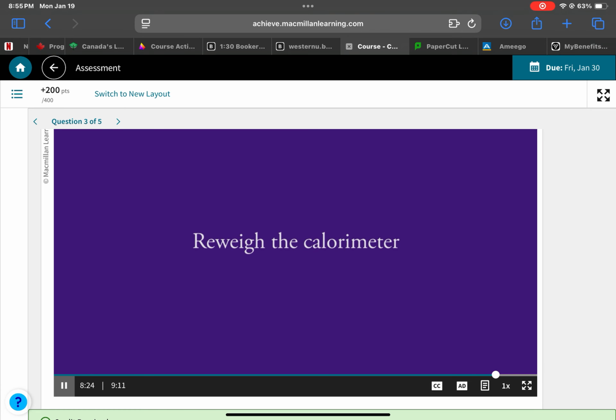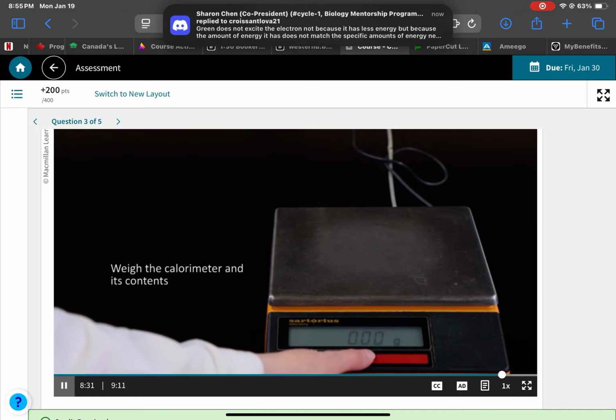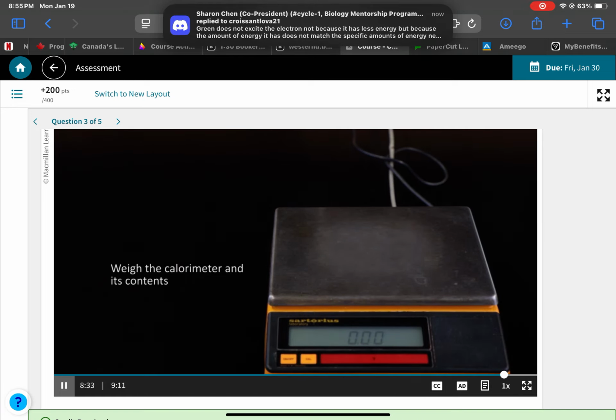Reweigh the calorimeter. Reweigh the calorimeter and its contents after the neutralization reaction. Record the mass of the calorimeter and its contents.